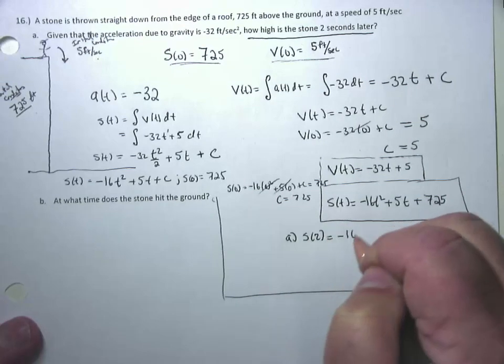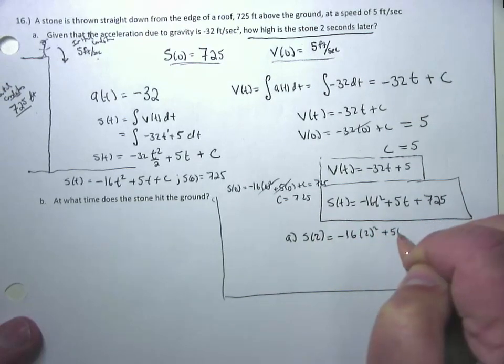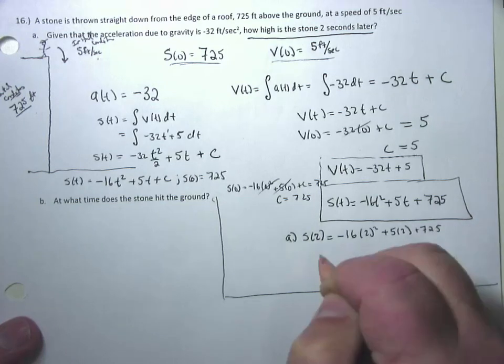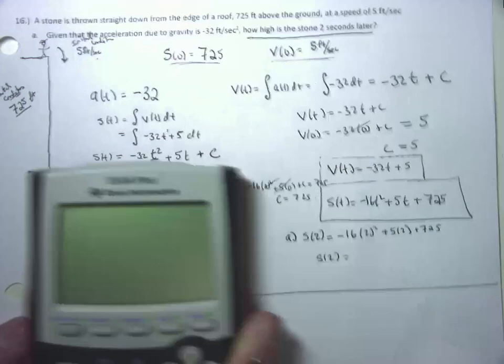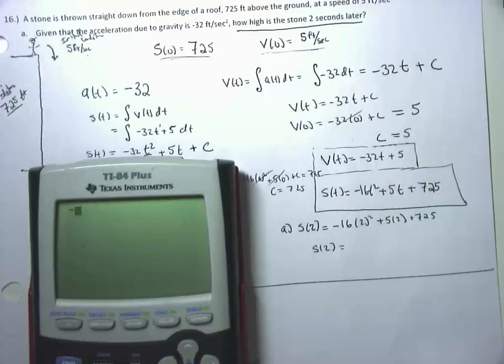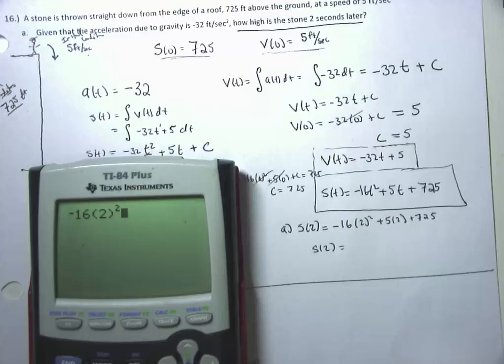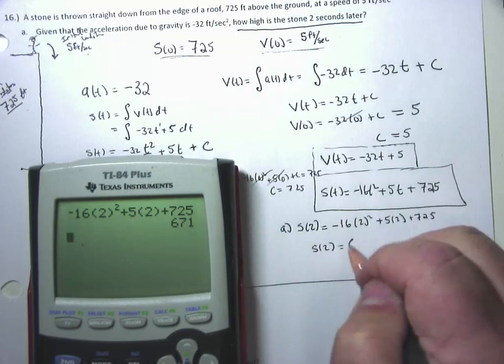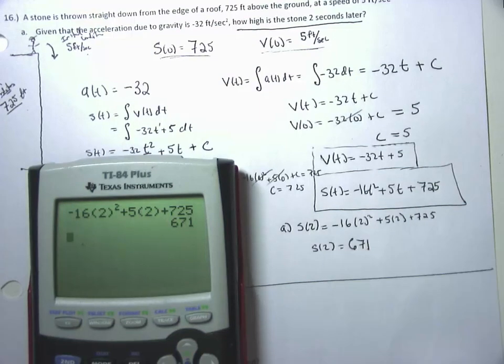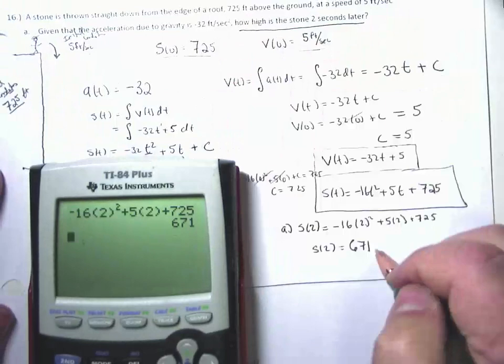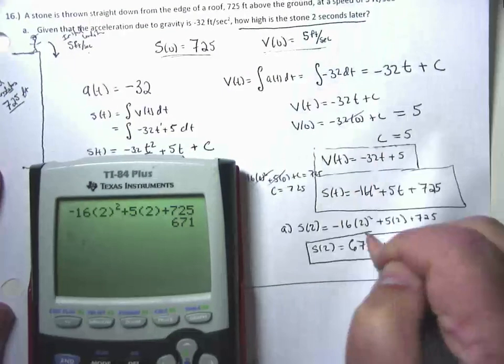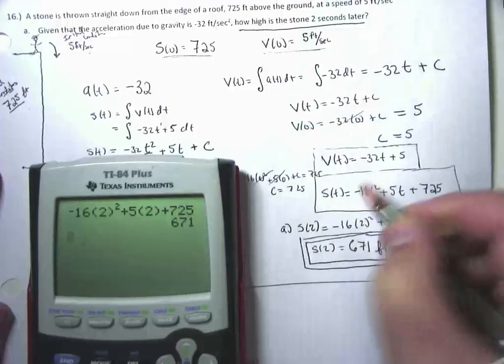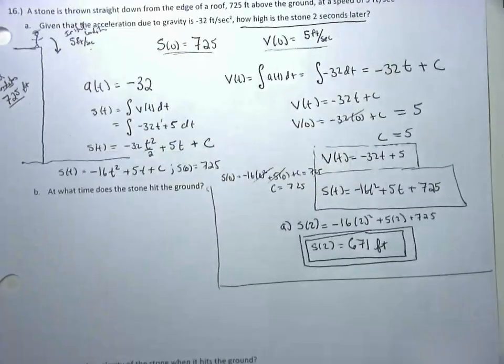That would be equal to negative 16 times 2 squared plus 5 times 2 plus 725. So s of 2 would be equal to, time for the old handy dandy calculator here, negative 16 times 2 squared plus 5 times 2 plus 725. I get 671, and because this is a word problem, with word problems we expect to have units. This is a distance. Distance is measured in feet. There is the real answer for part A, but I had to use my equations. Does that make sense?